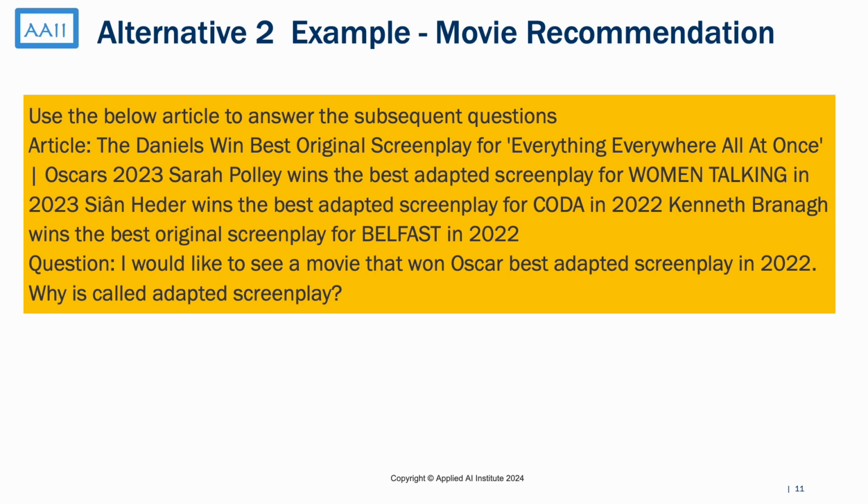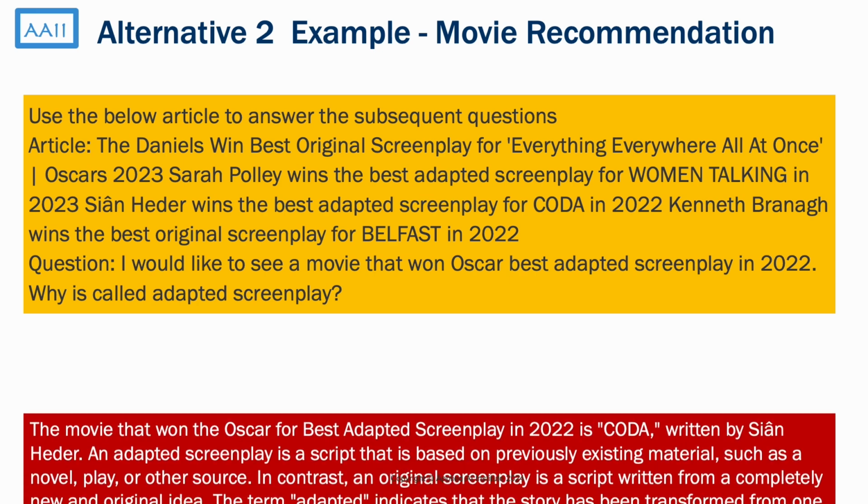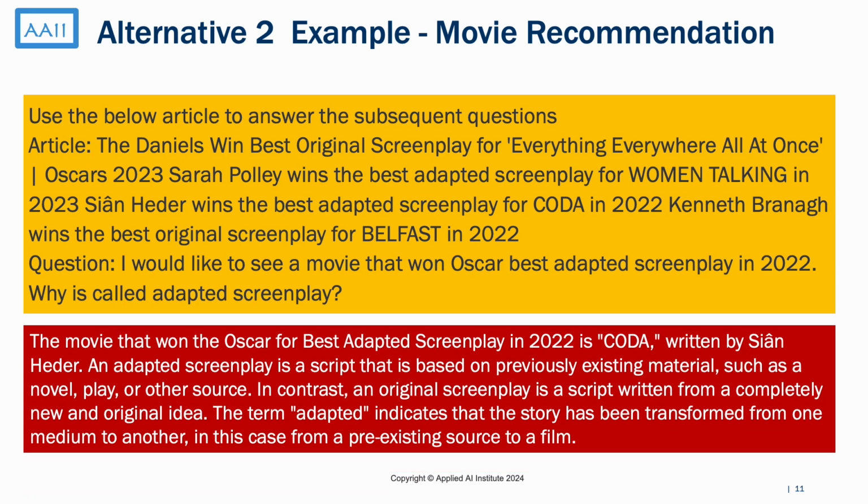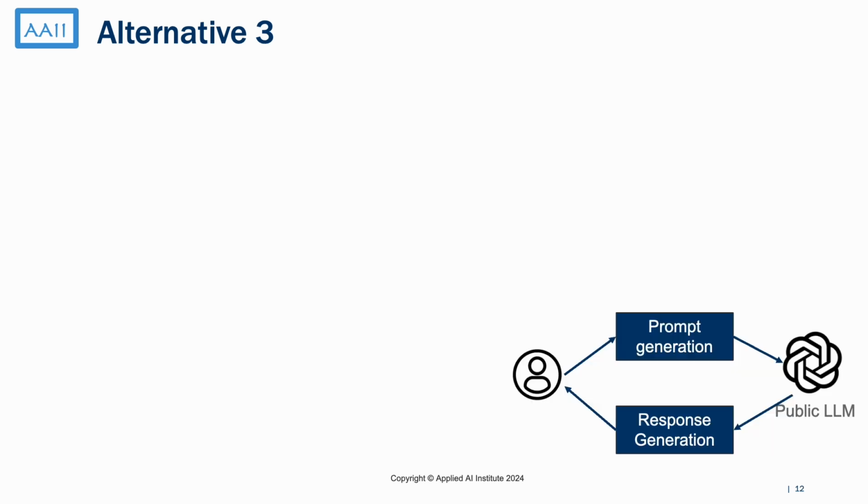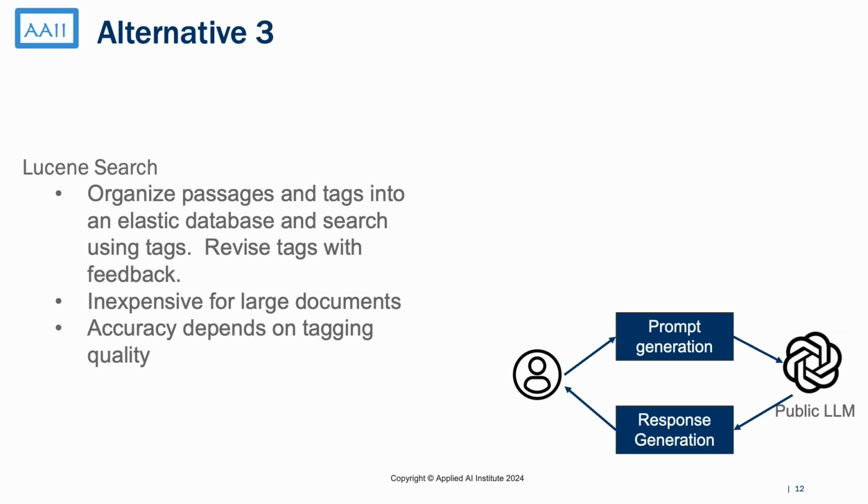Lucene Search leverages an elastic database to effectively organize and retrieve information from vast documents. By tagging passages and searching within these tags, users can swiftly pinpoint the needed data. The process becomes more refined over time as tags are revised based on feedback. This method is cost effective for searching through large documents, although the precision of results hinges on the quality of the tagging system implemented.